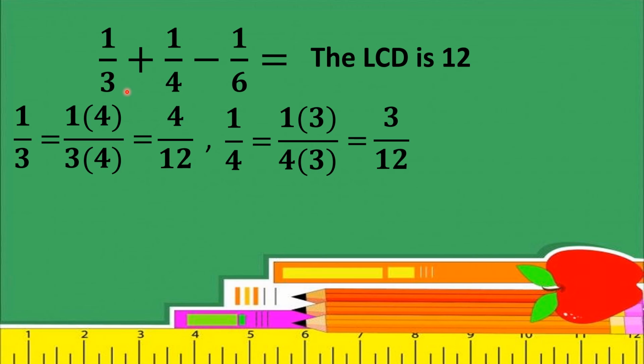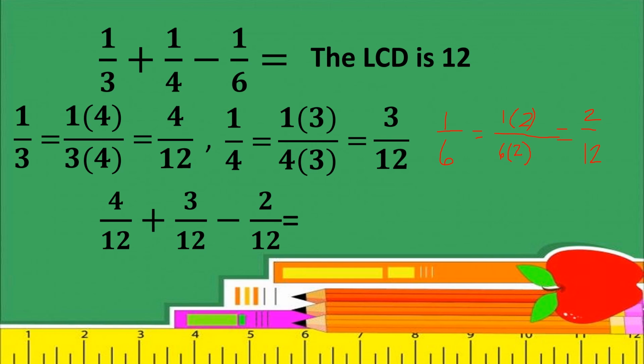And then, for the last one, which is 1 over 6, so 1 over 6 po is 1 over 6. So, this will be 1 times 2. And then the other one is 6 times 2. Okay. So, this will be equal to 2 over 12. Since we already have similar fractions, kasi you have 4 over 12, 3 over 12, and then 2 over 12.